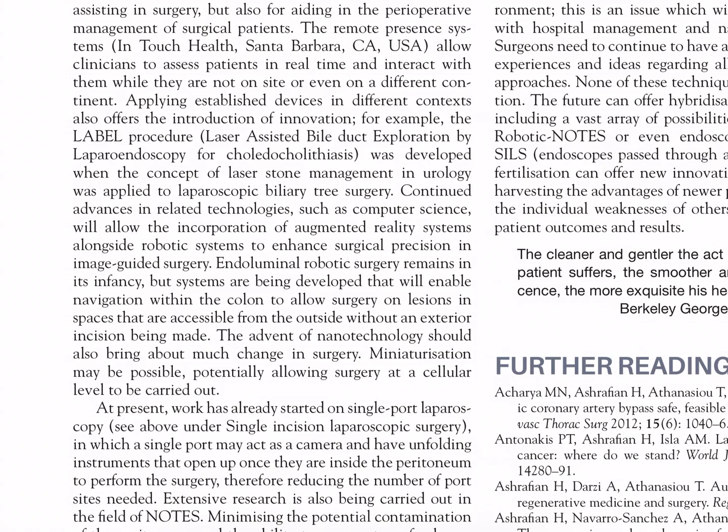Endoluminal robotic surgery remains in its infancy, but systems are being developed that will enable navigation within the colon to allow surgery on lesions in spaces that are accessible from the outside without an exterior incision being made. The advent of nanotechnology should also bring about much change in surgery. Miniaturization may be possible, potentially allowing surgery at a cellular level to be carried out.